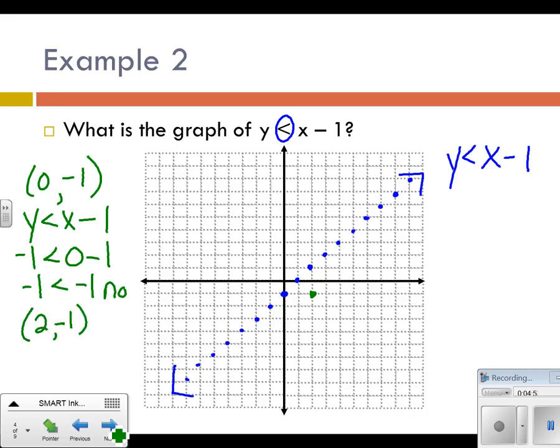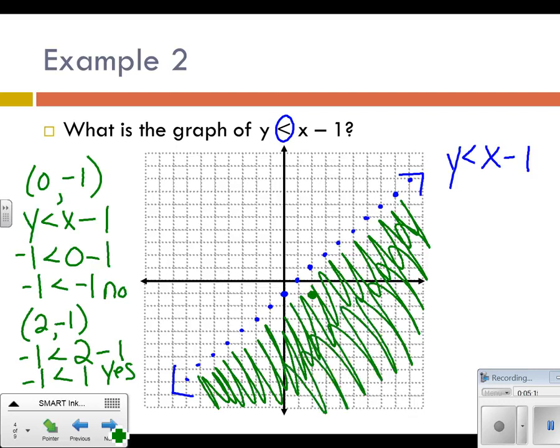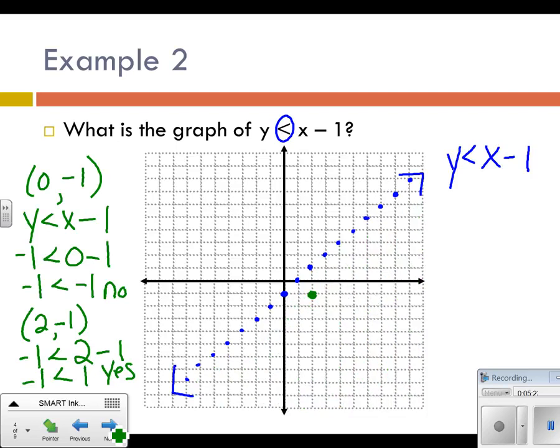So my y, which is negative 1, is less than my x, which is 2 minus 1. So I have negative 1 is less than 1. And yes, this is true. So this point right here is a solution. And since it's telling me it's a solution, that means all of the points that fall on the graph to this side of the line, which is below it, or you could say below to the right, all of the points on the graph in this direction are solutions.